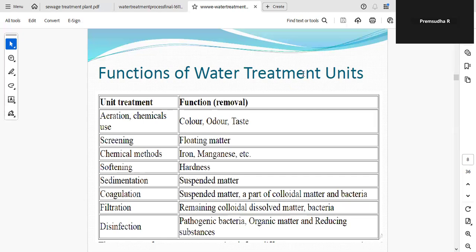Functions of water treatment: aeration, chemicals. The unit treatment here is aeration, where we won't add any chemicals. It is the supply of oxygen in gaseous form, and it removes unwanted color, odor, and taste. The next process is screening, which I already explained. Then softening is nothing but removal of hardness, and filtration is the removal of colloidal and dissolved matter. Disinfection removes the pathogenic bacteria.